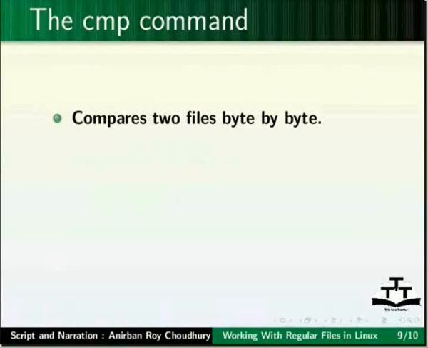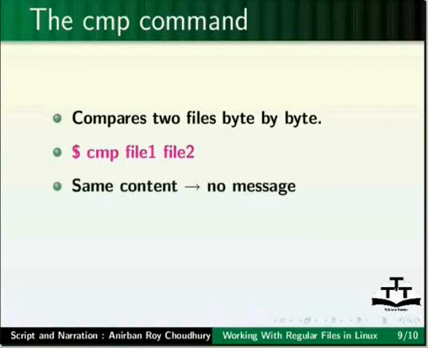Sometimes we need to check whether two files are same. If they are same, then we may delete one of them. Also, we may want to see whether a file has changed since the last version. For these and many other purposes, we can use the cmp command. It compares two files byte by byte. To compare file 1 and file 2, we would write cmp space file1 space file2.